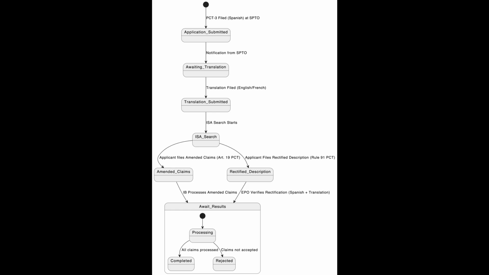Up to this point, we covered the language requirements for filing and translation under the PCT, the steps required to initiate an ISA search, how to handle amended claims and rectified descriptions, ensuring compliance with both language and filing requirements. Take a deep breath, reflect on the process, and practice managing these details for your exam.